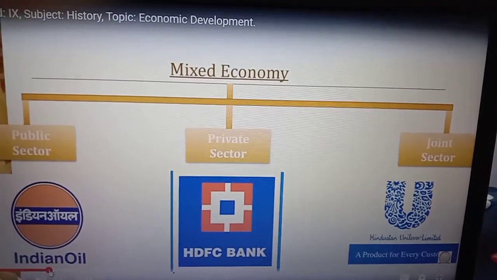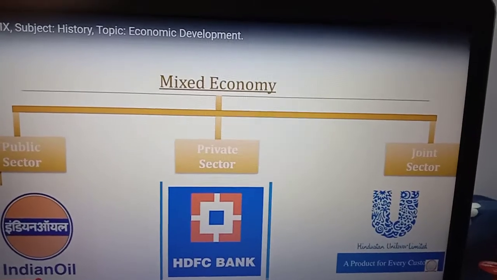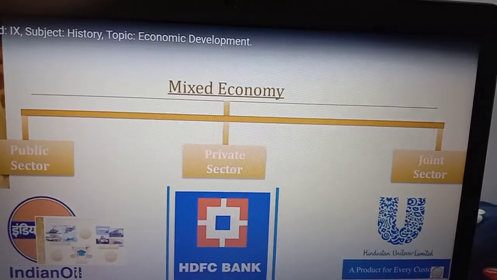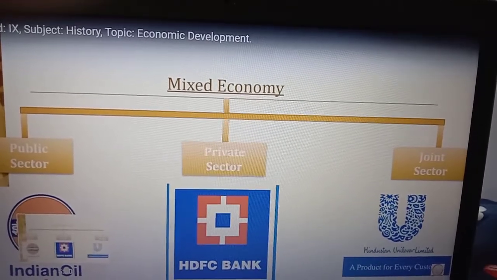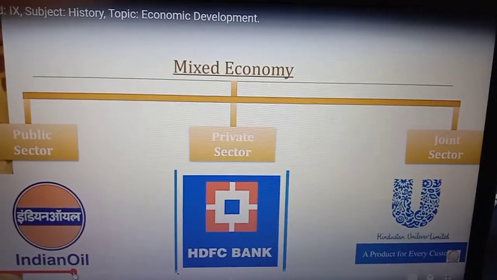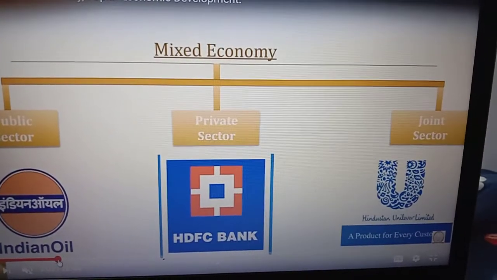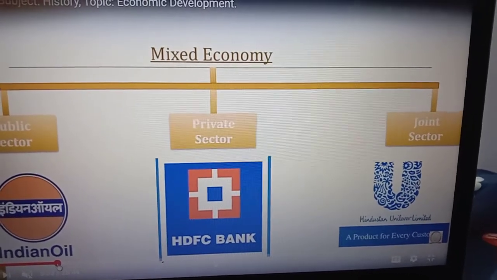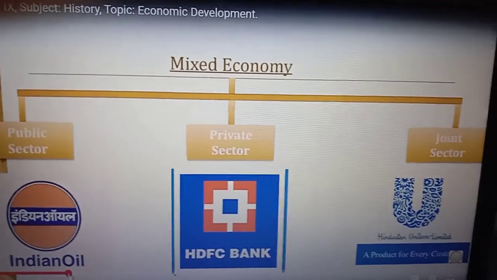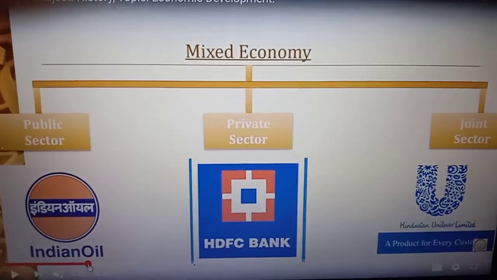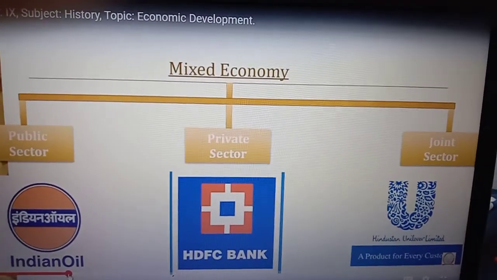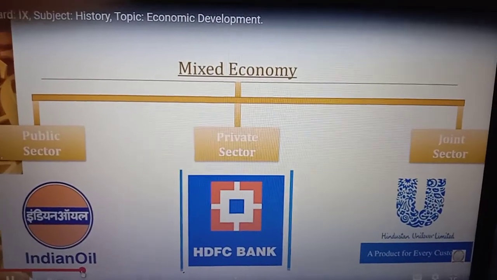Now there are the joint sectors, which are owned by both private industrialists and the government. Some are with the government, some are with the private. Here the example given is Hindustan Limited. Some companies are in the hands of both private and government, and that is called the joint sector. So these are the three parts of the mixed economy.